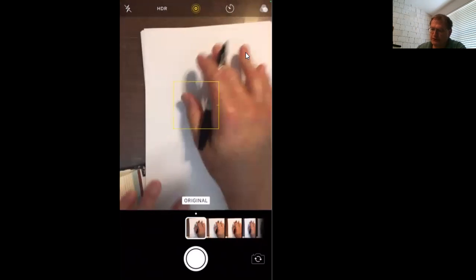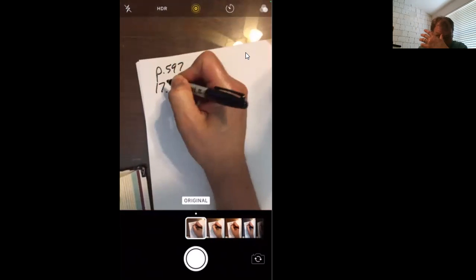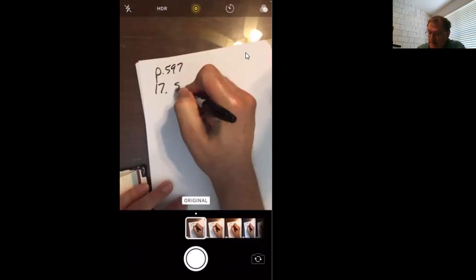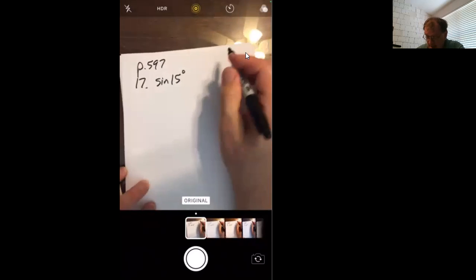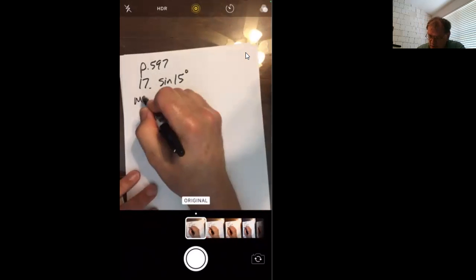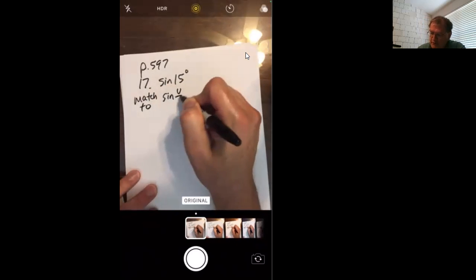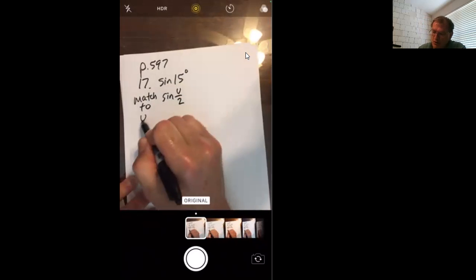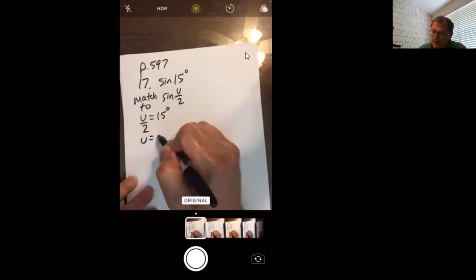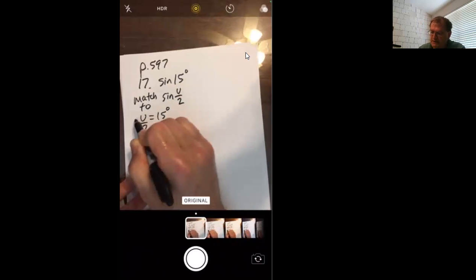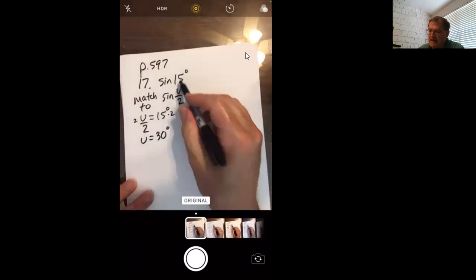So page 597, try 17. Sine of 15 degrees. The trick is to match to sine of u over 2, which means u over 2 is 15 degrees, and u would have to be 30 degrees. Multiply both sides by 2, 30 degrees. The u itself would be 30. This is half of it.